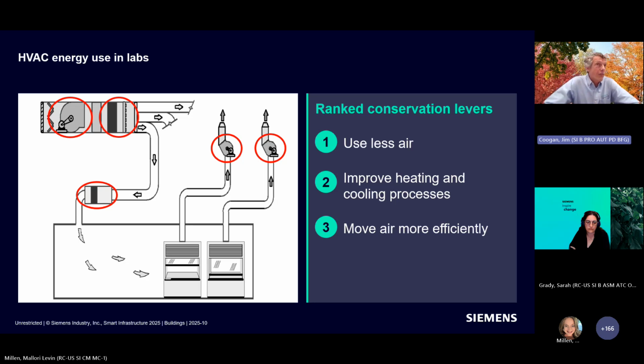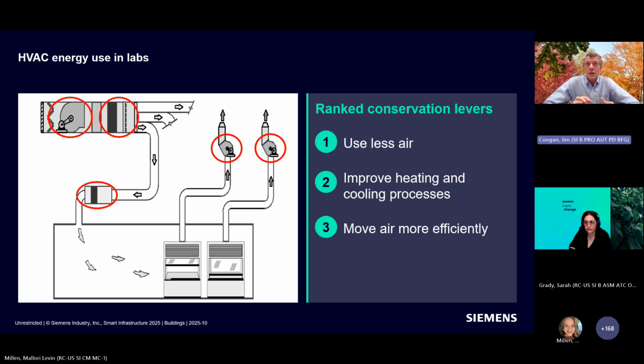Okay. And the third lever to pull here is going to be moving the air more efficiently. And that means things like better exhaust fan strategies, or low pressure air terminals, or duct pressure reset functions. These are the things we can do to move the air more efficiently. That's important too. And I'm not saying you don't do these things. They're really important conservation measures here, but it's the third tier.